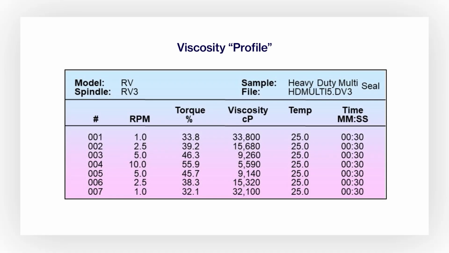As can be seen, this fluid exhibits pseudoplastic or shear thinning behavior. As the speed increases, the viscosity decreases. When we sweep back to the starting speed of 1 RPM, the viscosity returns to its initial value. Actual results show a starting viscosity of 33,800 centipoise and a final viscosity of 32,100 centipoise. Remember, instrument accuracy is 1% of the full-scale range.